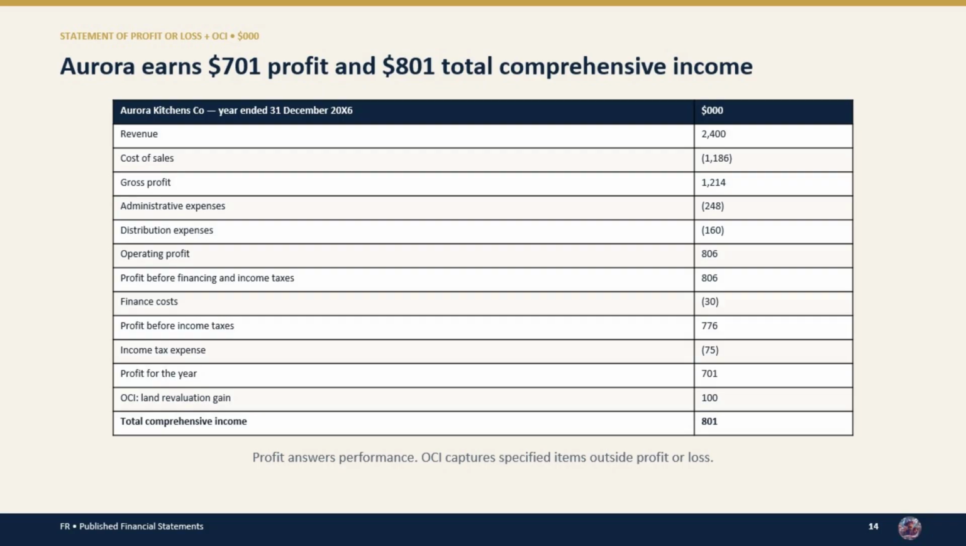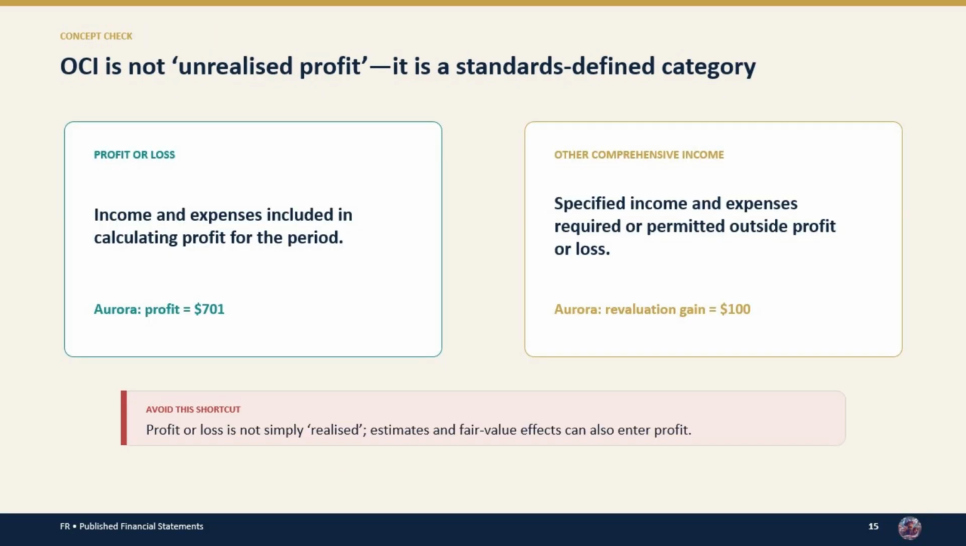Deduct finance costs $30 to get $776 before tax. Deduct tax $75, giving profit of $701. Add the land revaluation gain of $100 in OCI, total comprehensive income is $801. Every subtotal comes from the lines above. No number is plugged. Defining profit as realized and other comprehensive income as unrealized is technically unreliable.